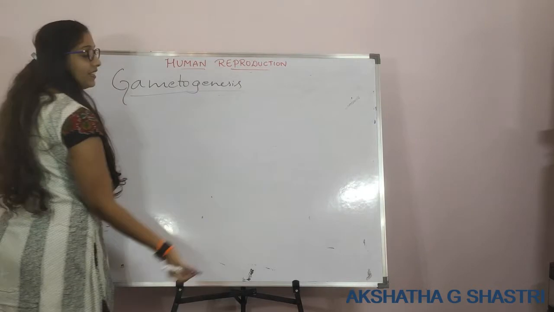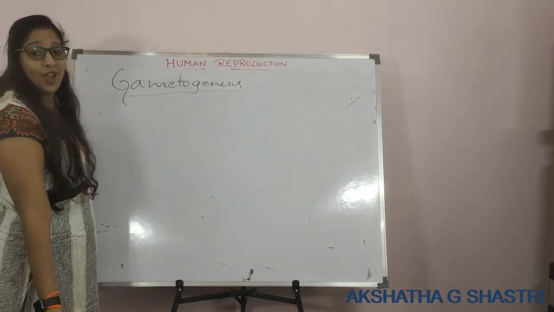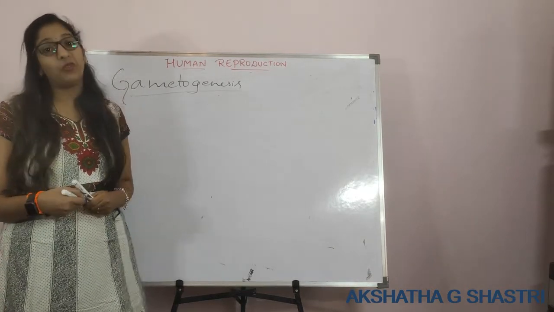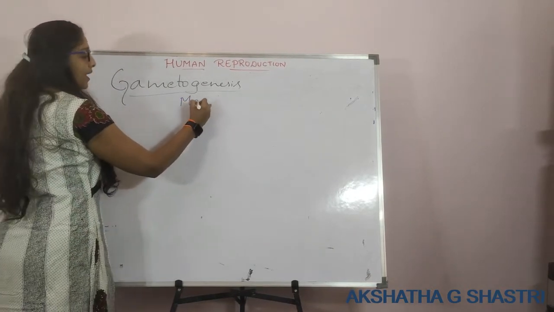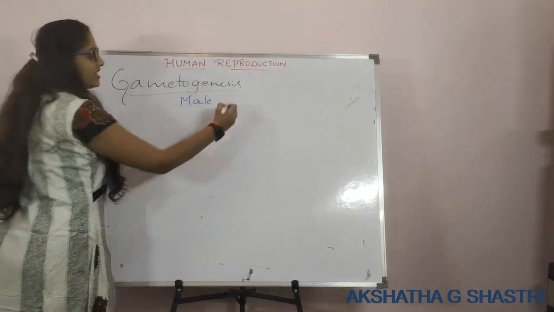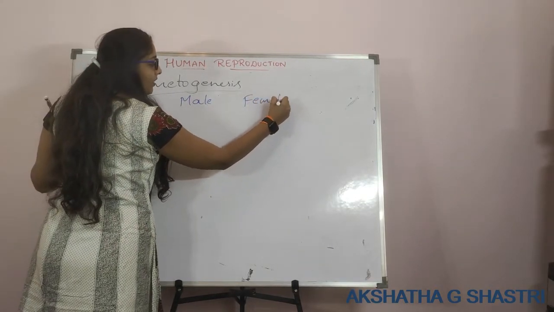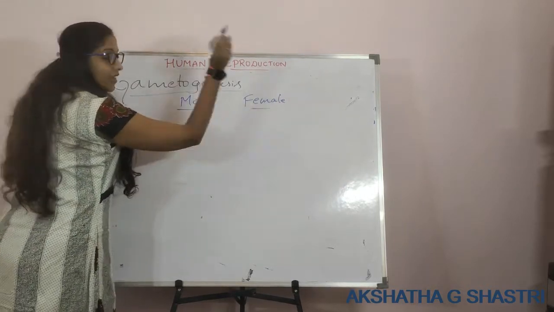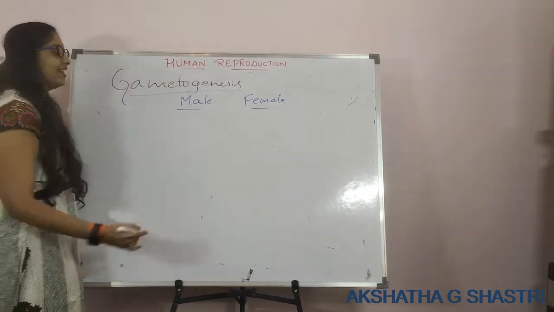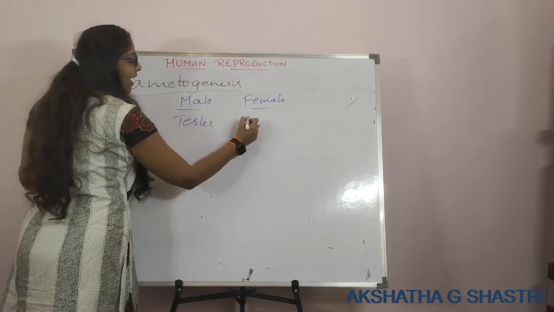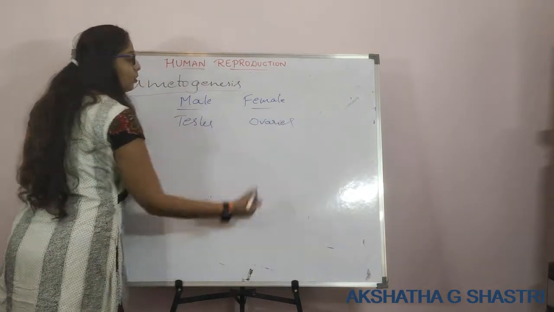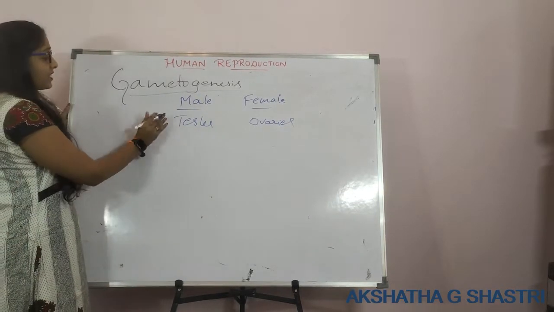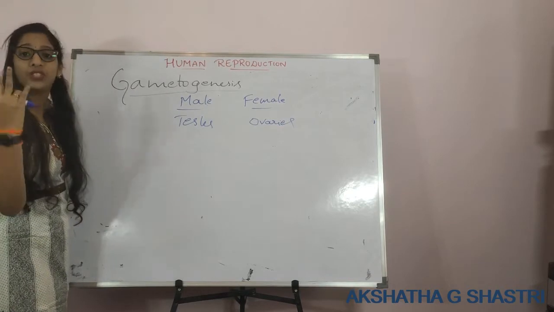Today let us discuss gametogenesis. You all know that gametogenesis means what? The process of formation of gametes, and the gametes are of two types. One is the male gamete and the second one is the female gamete, right? So the process of formation of male and female gametes in testes and ovaries is known as gametogenesis.